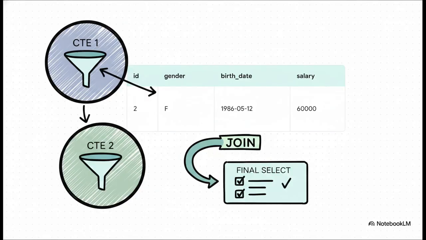Let's look at a concrete, real-world use case for stacking them. Imagine your boss comes to you and wants a list of employees born after 1985 who also make over $50,000. With CTEs, it's a breeze. You create one CTE pulling from the demographics table where the birth date is greater than January 1st, 1985. Then you create a second CTE pulling from the salary table where the salary is strictly greater than $50,000. Finally, in your super clean select statement at the end, you just join CTE 1 and CTE 2 on the employee ID. It completely isolates your logic and makes it so easy to follow.